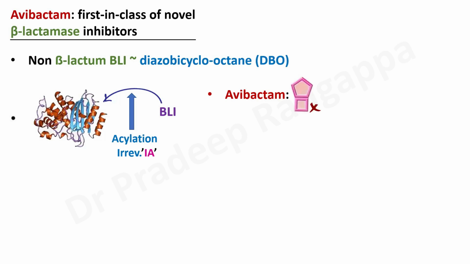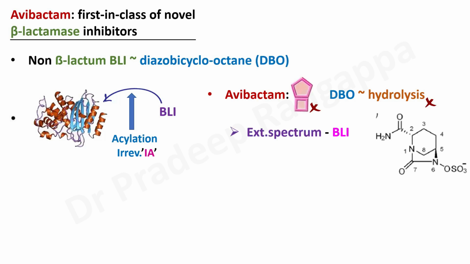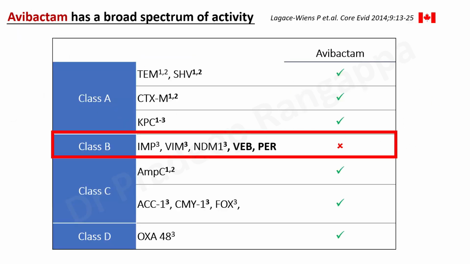So as I said, avibactam does not have this beta-lactam ring. Rather, it has this diazobicyclooctane, which does not get hydrolyzed by the enzyme. And it is an extended spectrum beta-lactamase inhibitor, and its inhibition is reversible. So these are some of the characteristics of this avibactam.